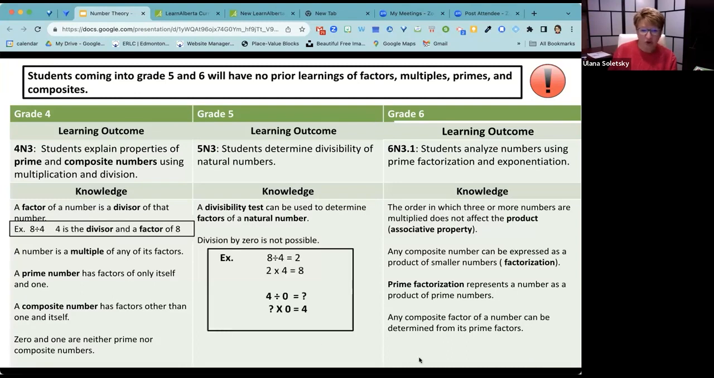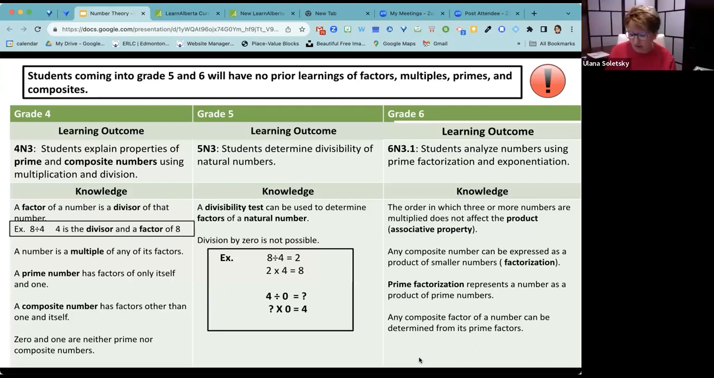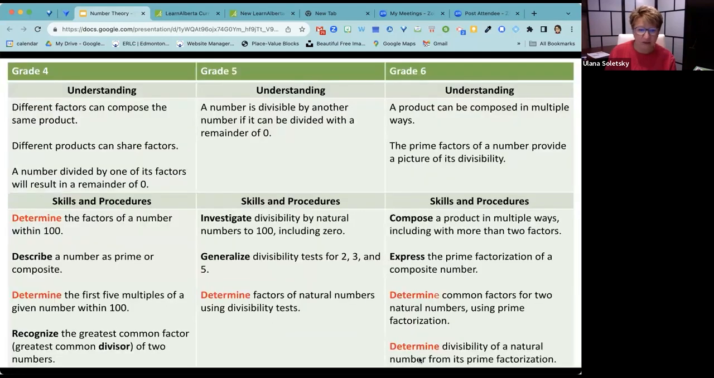Then I'm just going to go through some of these things to really explain what a factor is, what a divisor is, what some of the common vocabulary is that you need to know, and why division by 0 is not possible.